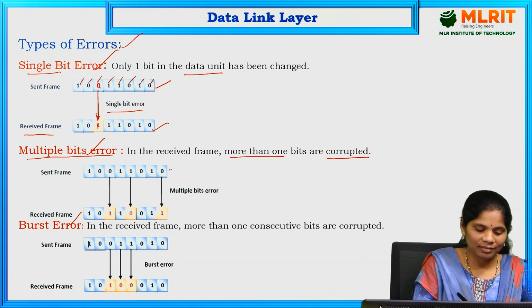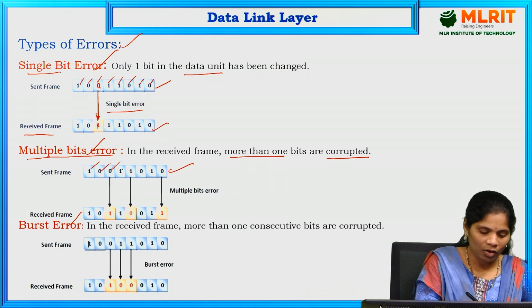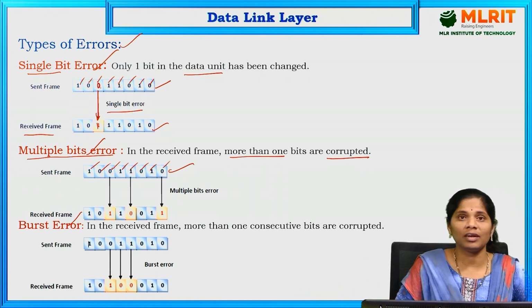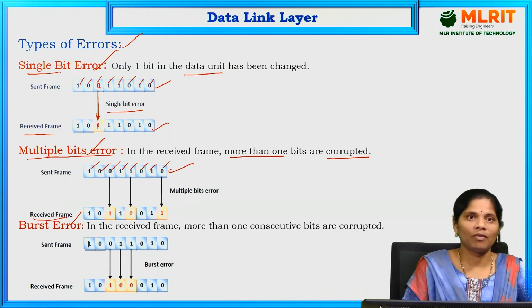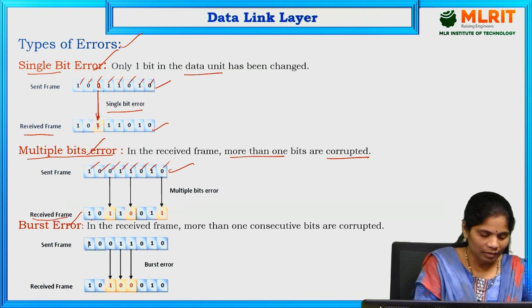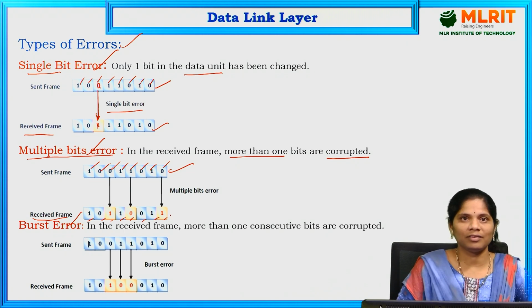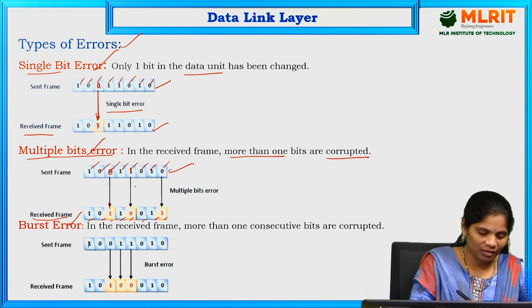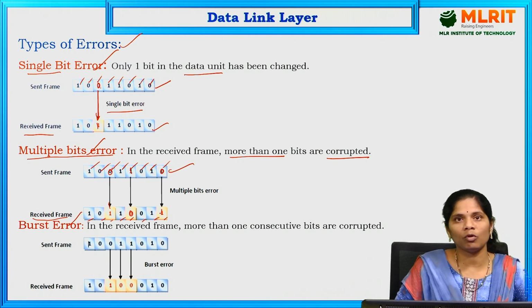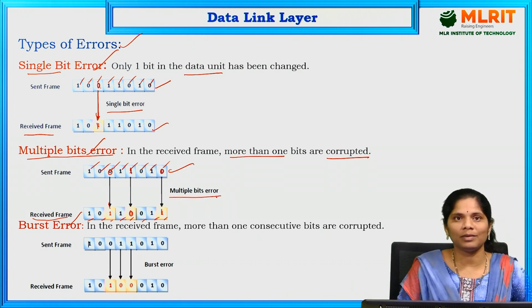So here this is the sender frame. What is the sender frame here? 100, 100, 11010. This is the sender frame, the actual data. Coming to the receiver frame, what the receiver exactly received is 101, 100, 11. Here the 0 is changed to a 1, the next 1 is changed to 0, and the next 0 is changed to 1, which means more than one bit is corrupted. That type of error is called the multiple bits error.